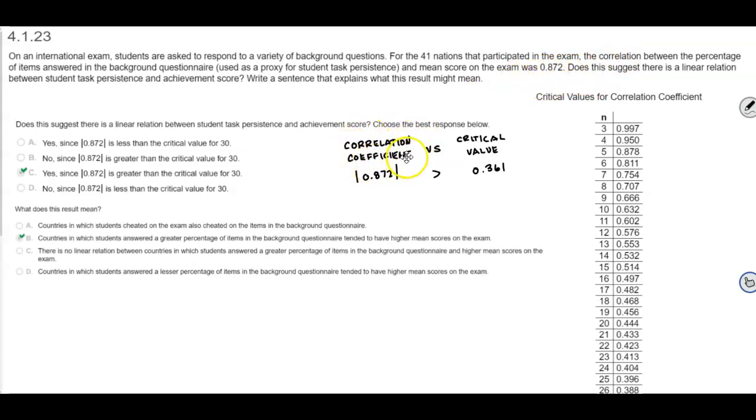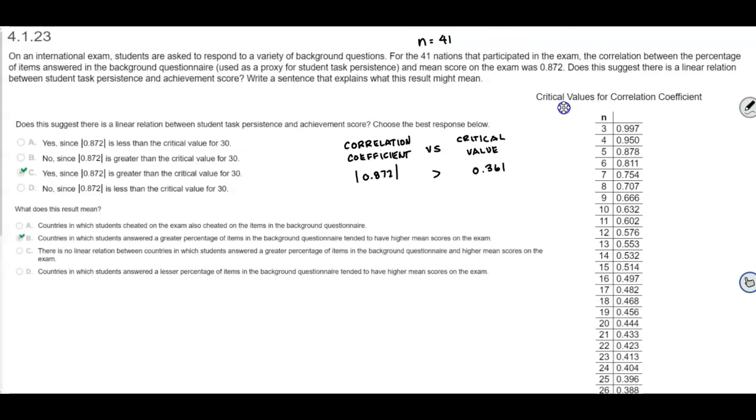So we're going to compare the correlation coefficient versus the critical value. So the correlation coefficient is the absolute value of the number 0.872, which is 0.872. And now we need to find the critical value. Now, the critical value depends upon the number in the sample. Well, the amount of nations that participated in the exam is 41. So therefore, n is equal to 41.